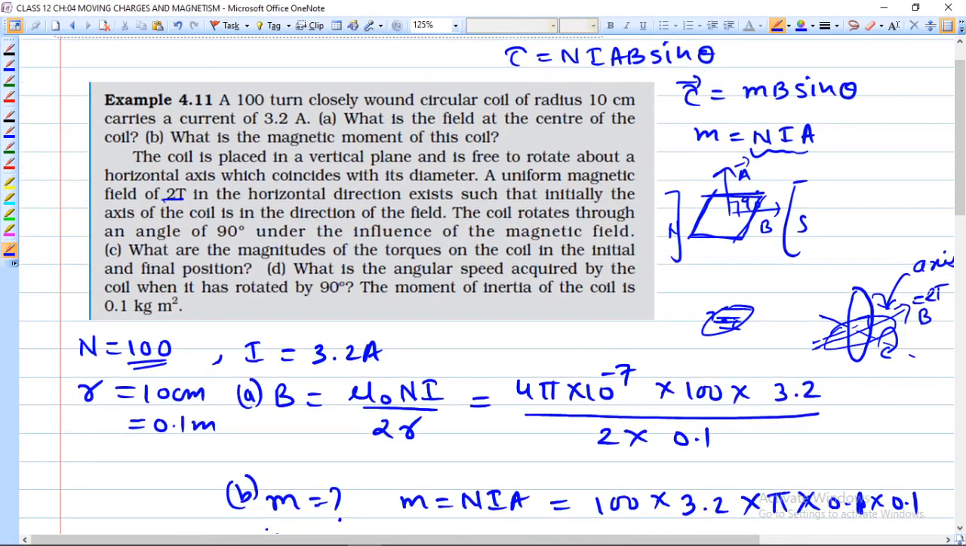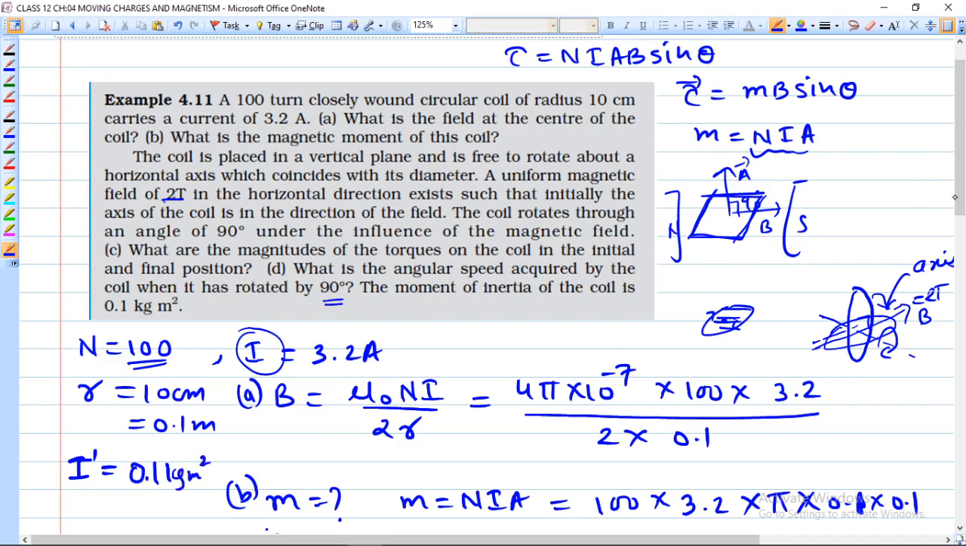What is given? Yes, it is given. What is the angular speed acquired by the coil when it is rotated by 90 degrees? The moment of inertia of the coil is 0.1 kilogram meter square. Moment of inertia, I will write it as I dash, because we have already used I. So 0.1 kilogram meter square.